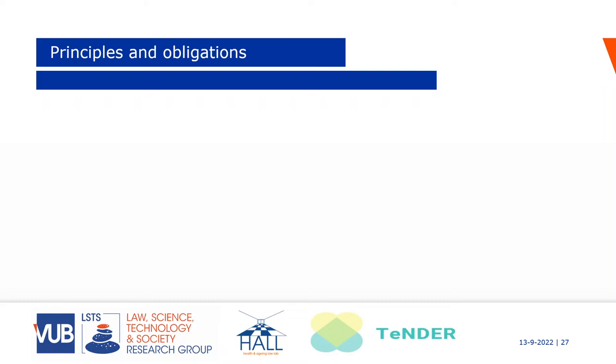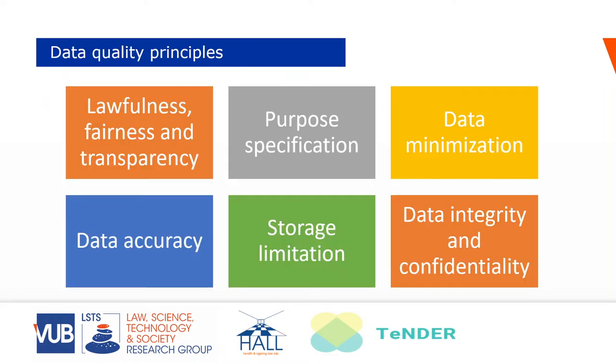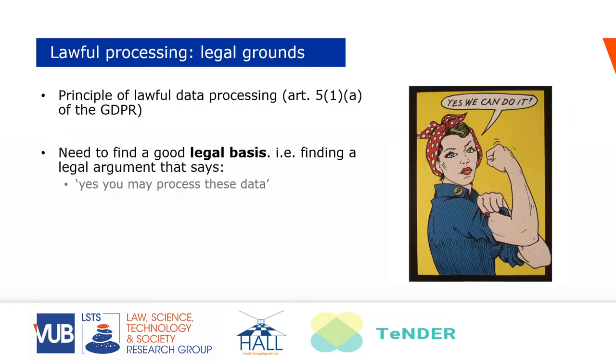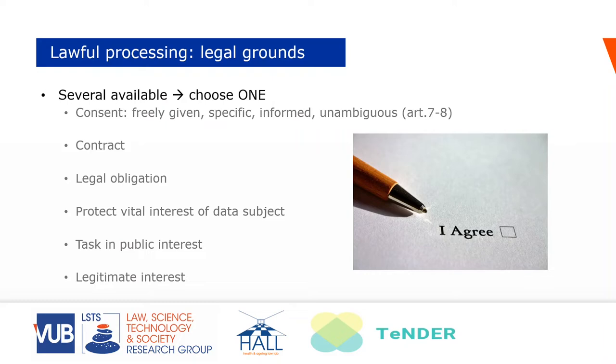Okay, so the law wouldn't be the law unless it gave people things to do. So let's talk about obligations. I'm gonna skip the principles because I think otherwise we'll spend too much time on them. The most important thing is you need to have some kind of legal basis to do things with the data. And that's basically finding a legal argument that says, yeah, go ahead and process these personal data. We have six types. In research, I think most often we are dealing with consent, especially if you're collecting new personal data.